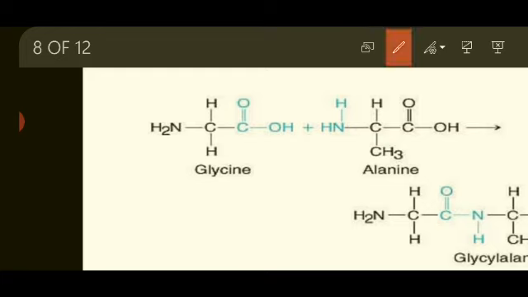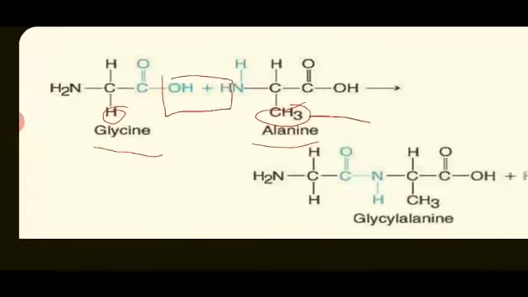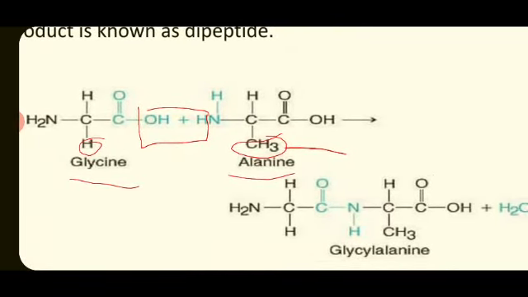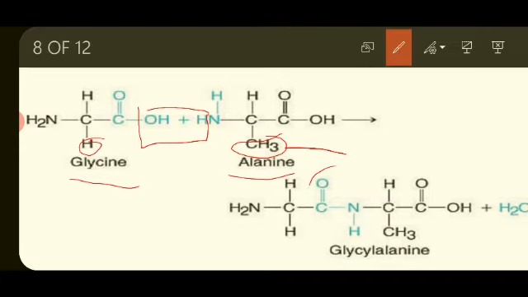So one of the examples given here is glycine plus alanine. Now in this structure you can see, in glycine the R group is replaced by H, and in alanine the R group is replaced by CH3. So OH from glycine combines with H from alanine, loses a water molecule, and the remaining structures get joined to each other. This is how the product is formed, which is a dipeptide, that is glycyl alanine, and the bond between them, that is the CONH linkage, is called the peptide bond.